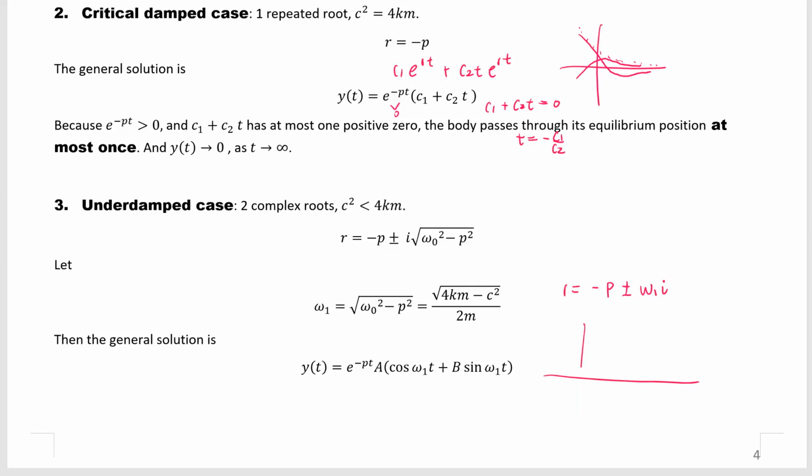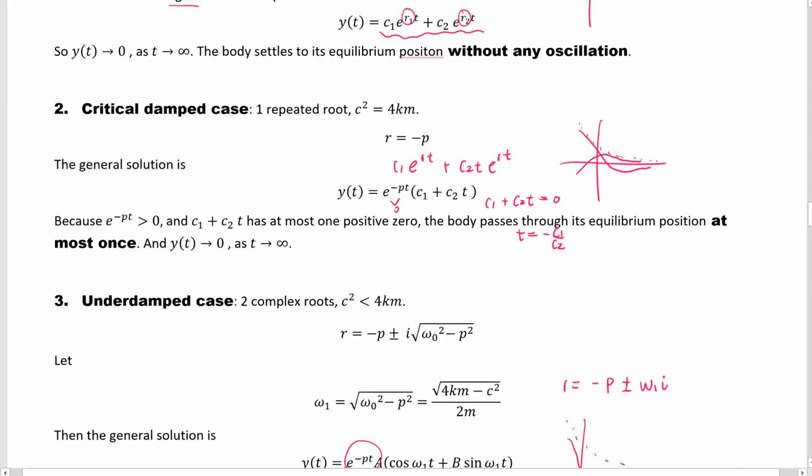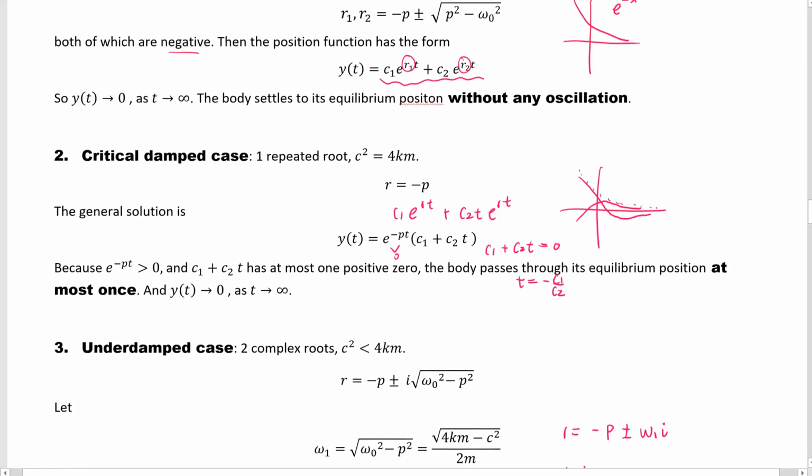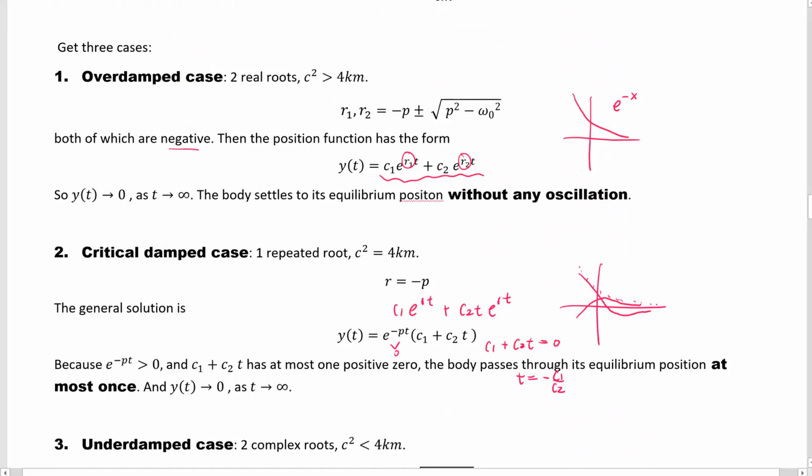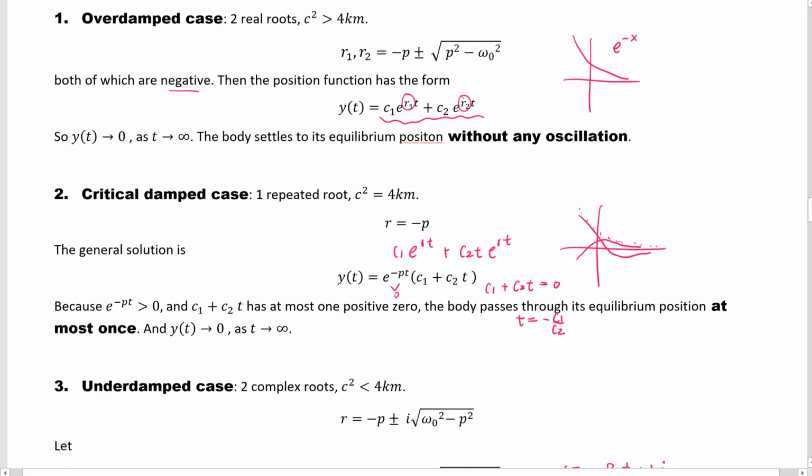So what does the picture look like? Well, we know this exponential function looks like that, right? But now we have a little bit of oscillation. So it oscillates. So this is a picture of what it looks like. Okay, so that's why this is called the underdamped case. The damping force is not so strong. We still have oscillation. In the overdamped case, the damping force is so strong that we don't have any oscillation. The body settles to its equilibrium position without any oscillation. In the critically damped case, we might cross it once, but at most once, might be 0.